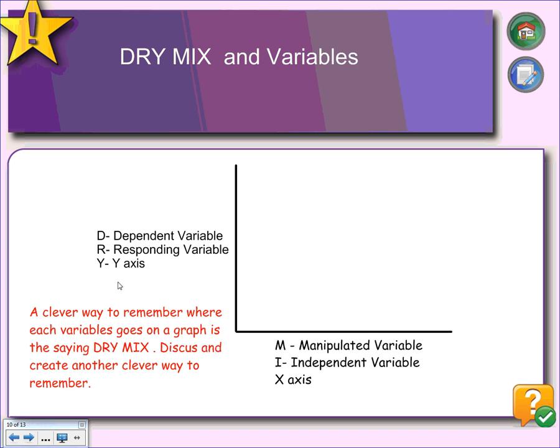And of course, we can check ourselves here by going to the next slide, which does in fact talk about the dependent variable being over here. On the y-axis, it's the responding variable. It responds to the independent variable. So as this variable increases, what does this variable do? That's what we want to see. Does it go up or does it go down?